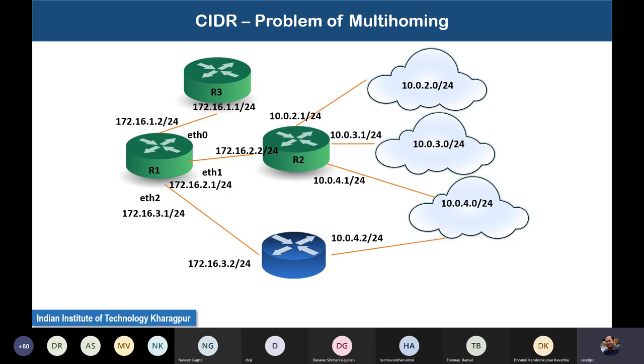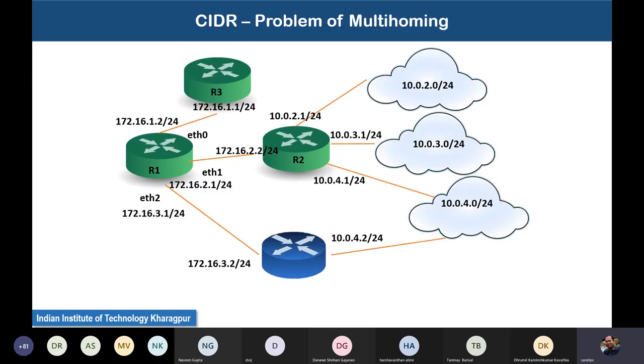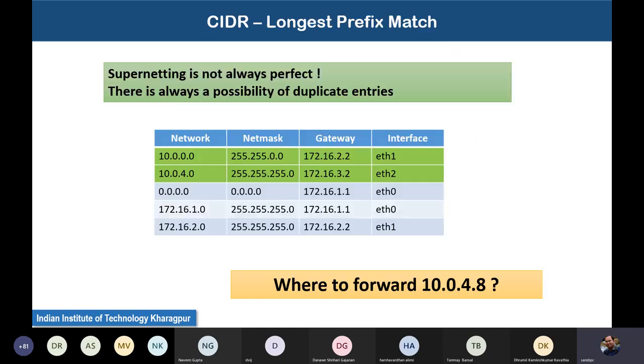At that time, how can I do the compaction, or what will be the effect of supernetting? With supernetting, I can have a single entry like 10.0.0.0, and the gateway becomes 172.16.2.2. But I see that I have another entry through which I can reach 10.0.4.0 via this blue router. So for this blue router, I will have another additional entry, 10.0.4.0, and the interface is ETH2. Now here you see there is a problem. If I ask where to forward 10.0.4.8, you can get a match with the first entry. You can also get a match with the second entry.